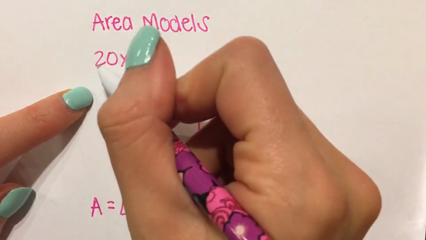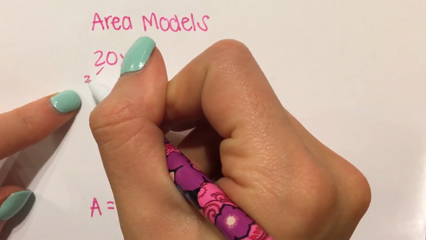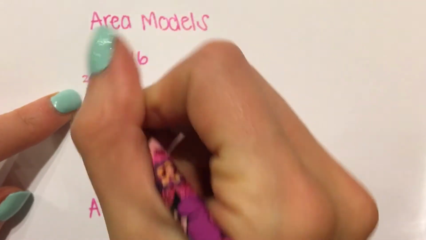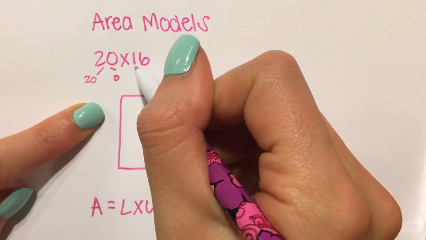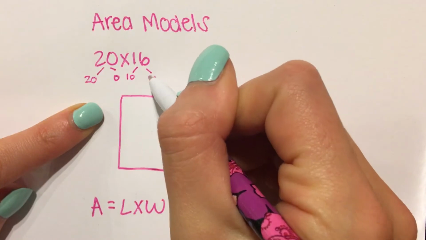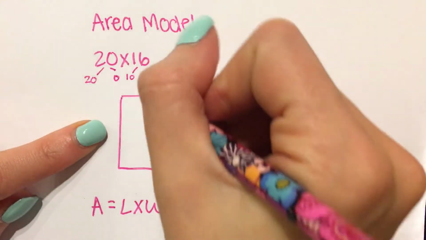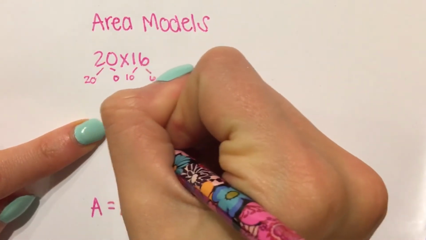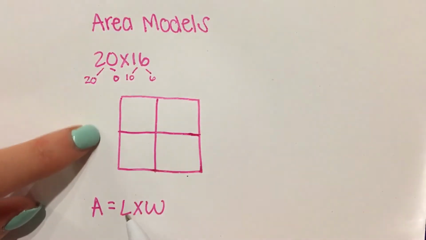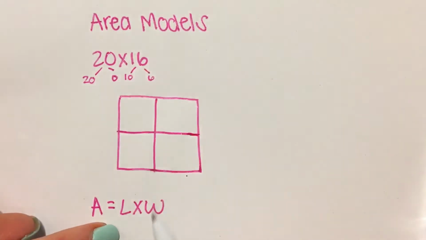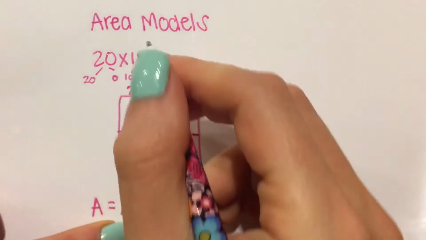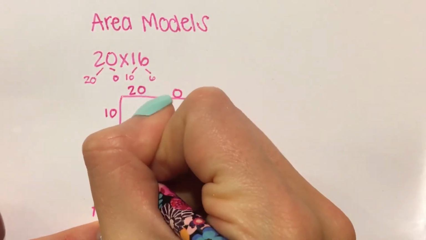So if we're decomposing 20, we have a 2 in our tens, which is worth 20, and we have a 0 in our ones, which is worth 0. And if I take a look at the 16, I have a 1 in my tens, which is worth 10, and I have a 6 in my ones, which is worth 6. So I'm going to go ahead and split this up. I have my 4 square that we sometimes call it in class. So again, I'm going to pretend that 20 is my length and 16 is my width. So I'm going to take my decomposed numbers. So I have 20, 0, and 16. I put 10 and 6.